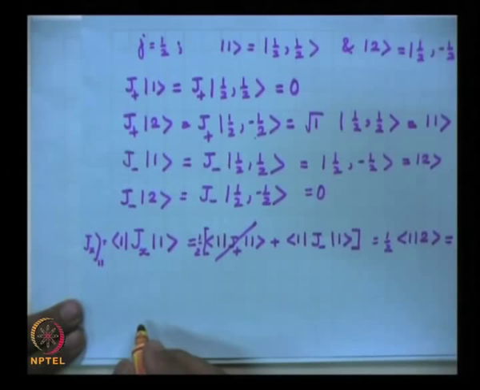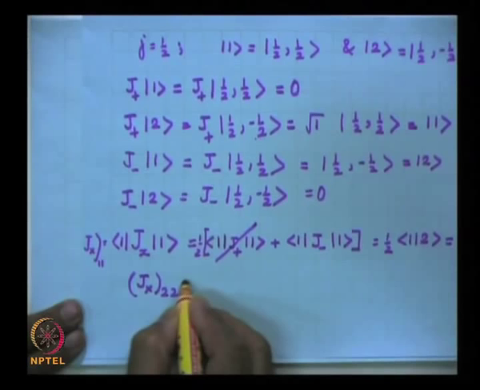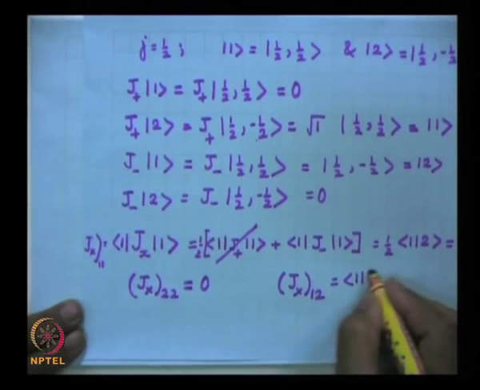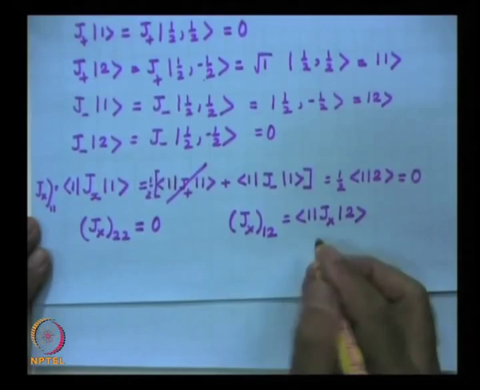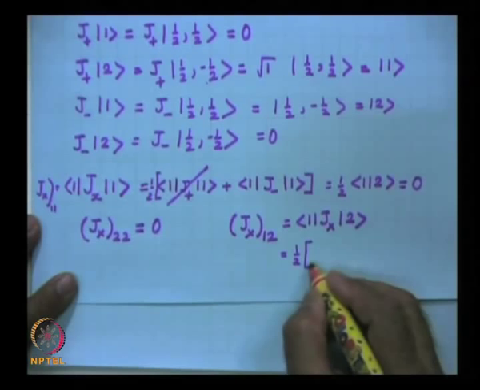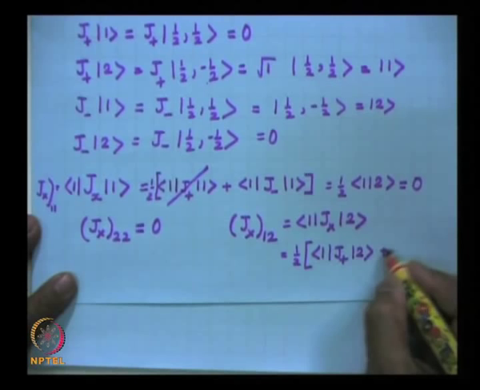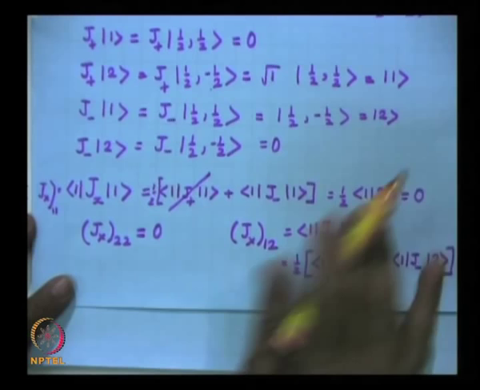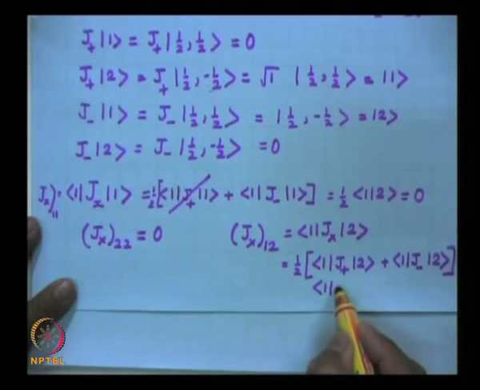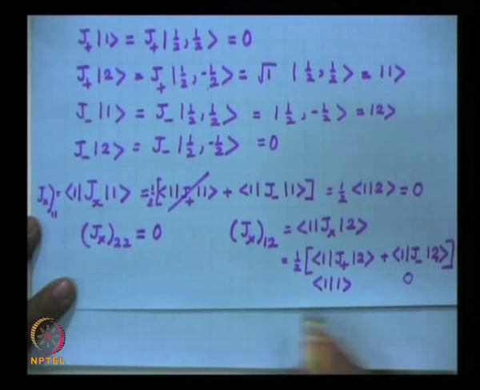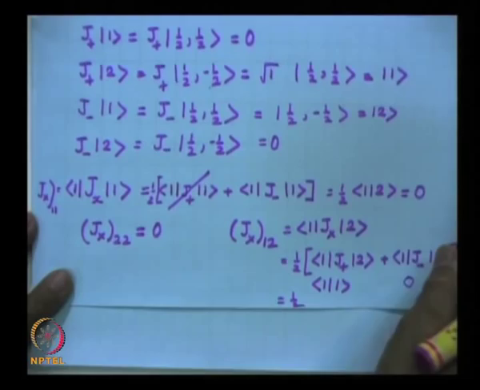Similarly, I can obtain, I leave as an exercise for you, Jx 2,2 is also 0, but Jx 1,2, this is equal to bra 1 Jx ket 2. So this is equal to half, bra 1 J plus ket 2 plus bra 1 J minus ket 2. J plus ket 2 is equal to ket 1. So this is bra 1 ket 1, which is 1, and J minus ket 2 is a null ket. So this is 0. So this becomes equal to half. So we have found all the matrix elements of Jx.